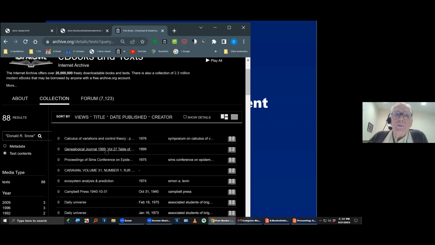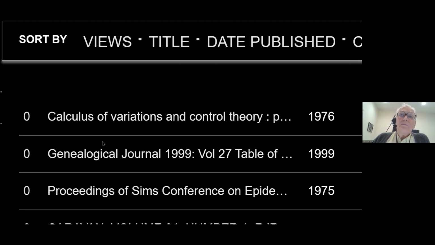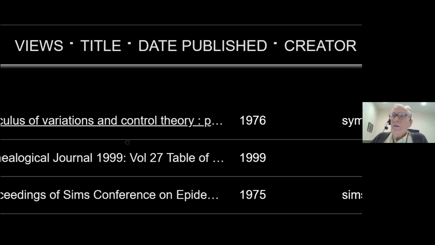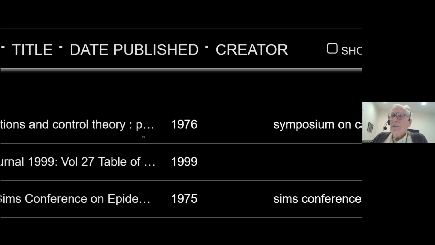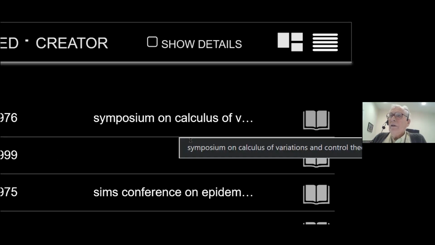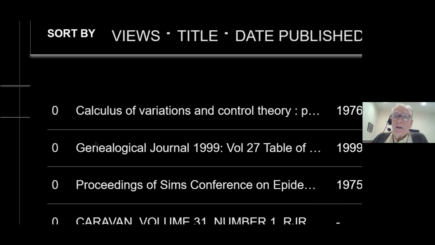As you look through this, I'm going to turn my magnifier back on so that I can see some of this. Windows Plus turns that magnifier on for me, and there's the increase to the whole size. Okay, there's Calculus of Variations and Control Theory. That was a paper I published in 1976, and it came from a symposium on calculus of variations. I think that was at the University of Wisconsin or some such place.